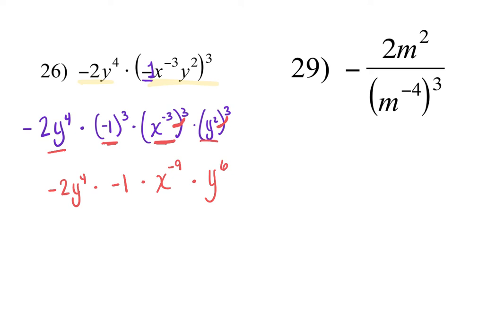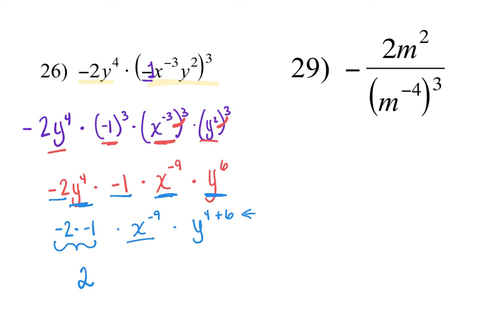Now I'm going to combine my like bases, okay? I have coefficients here, so negative 2 times negative 1, I'm going to multiply those, all right? Which gives me what? What is negative 2 times negative 1? Positive 2. I cannot combine my x's with anything, so that is just x to the negative 9th. And then I have y's, y to the 4th and y to the 6th. Y to the 4 plus 6, right? Okay, everybody see what I did there? I can't combine my x with anything. He stays x to the negative 9th. I have 2 y's, so I add those exponents, all right? I have a positive 2.